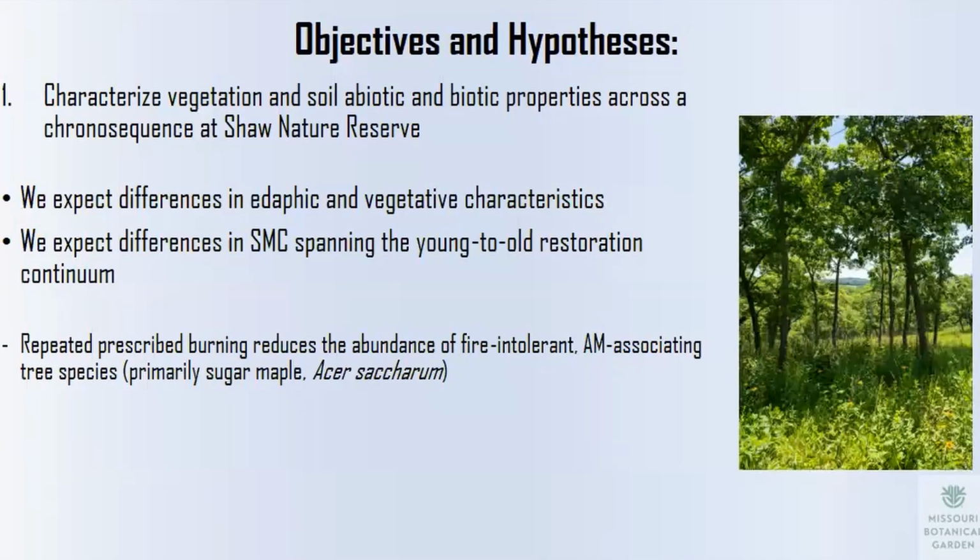So our first objective, again, was to characterize these sites, understand possibly where they may be different in terms of what our eyes can see, vegetative and soil properties. And we expected differences in these properties because they are different woodlands. But we also, of course, expected differences in the soil microbial communities because they're different sites with different management histories, which we know can lead to differences in the soil microbes. And of course, prescribed burning reduces the abundance of symbiotics and fire-intolerant species and can promote the abundance of fire-resistant species.